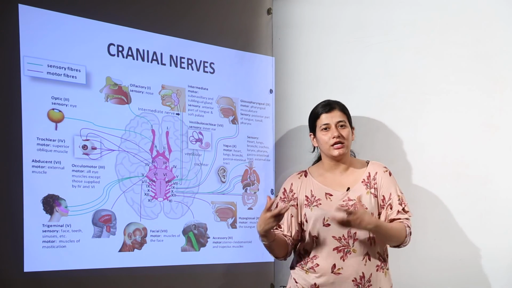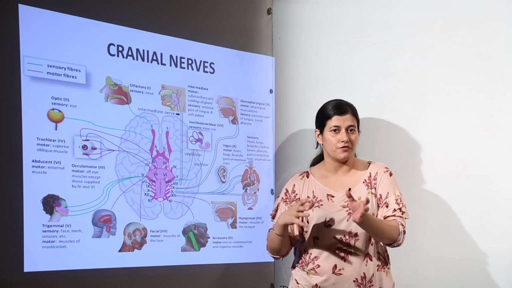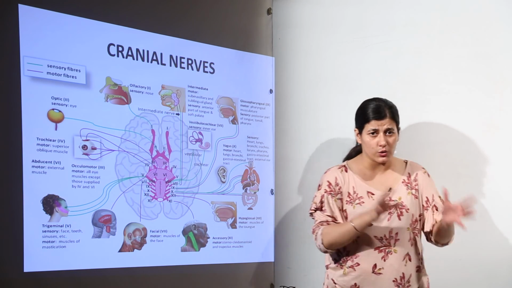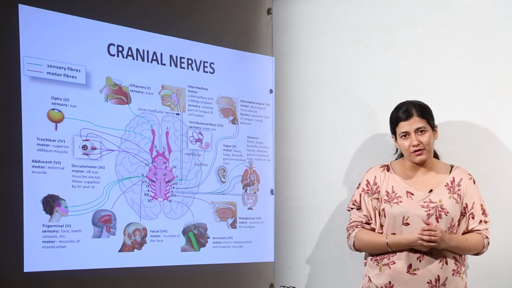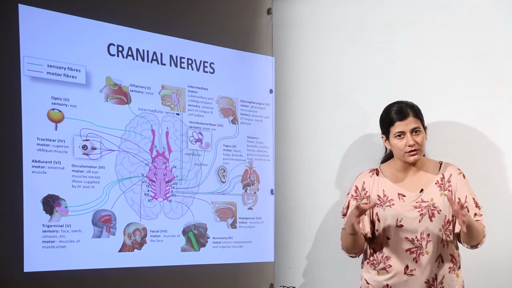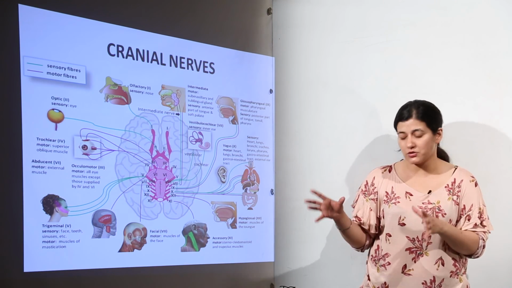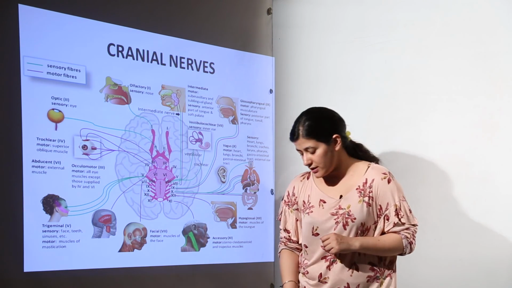We are going to see the name of each individual nerve, where it originates in the brain and where it goes in the body, what its function is, whether it is sensory, motor, or mixed. So one by one we will see each of them.